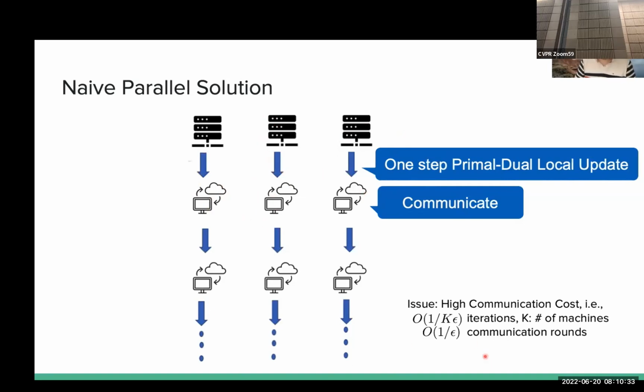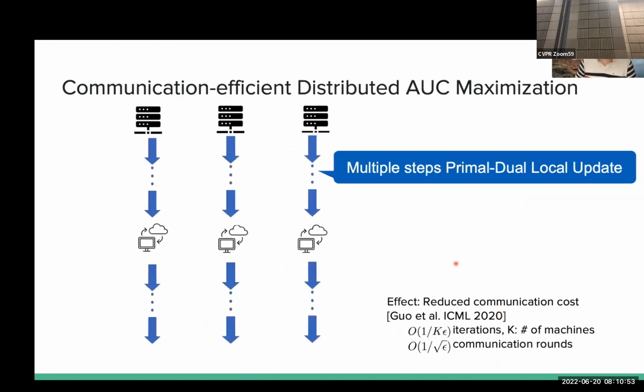The issue with this solution is that it has a high communication cost. For example, if you have k machines, then we have 1 over k epsilon iterations on each machine, and we have 1 over epsilon communication rounds. So when epsilon is small, this number of communication rounds is unaffordable. We cannot afford that. So to solve this problem, Wu et al.